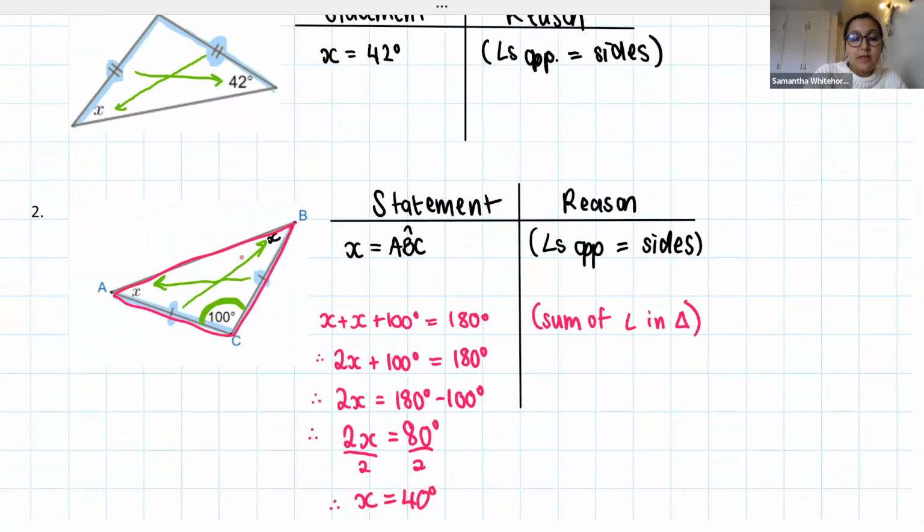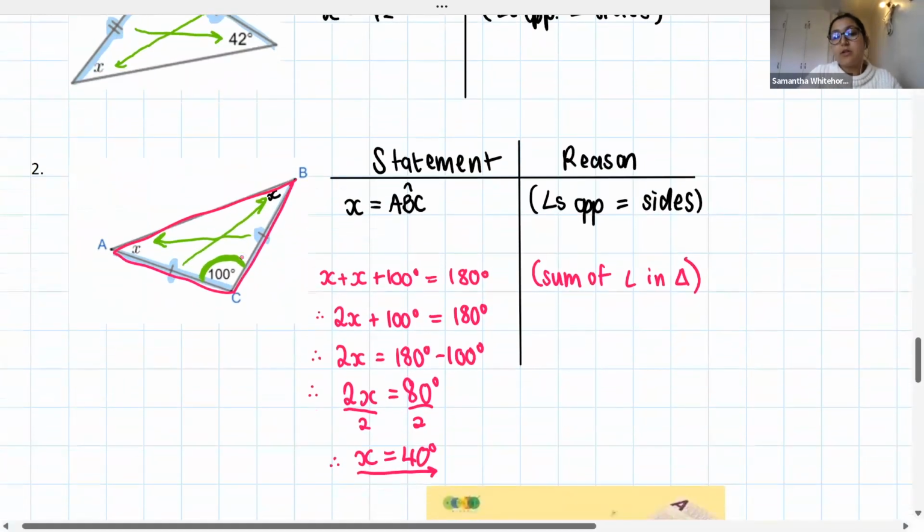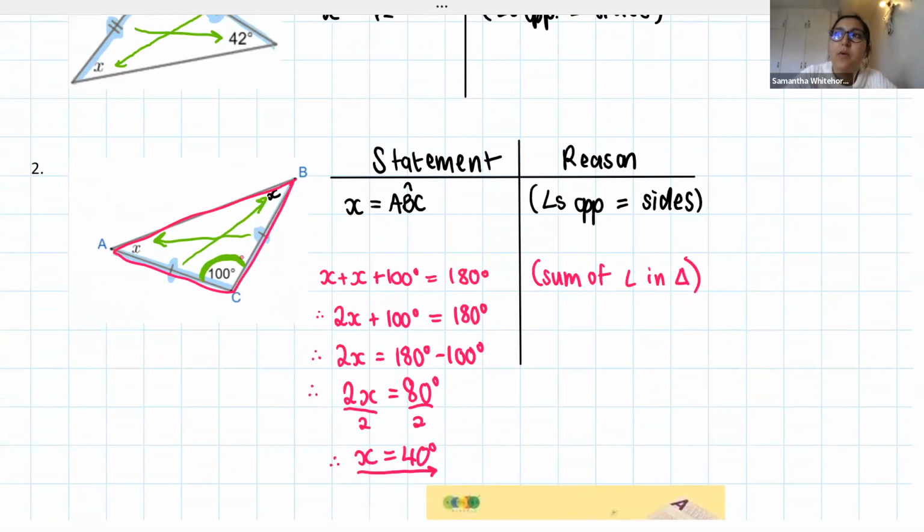And so x is equal to 40 degrees. Right, so this example is one that is a little bit more complicated. Well, not even a little bit more complicated, but one where we just need to think a little bit more because we can't go straight to the answer.